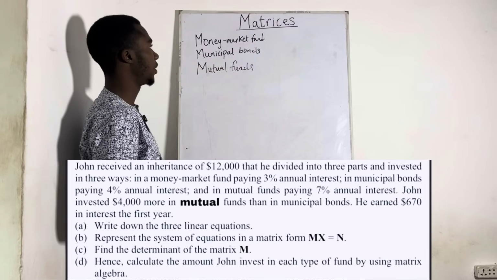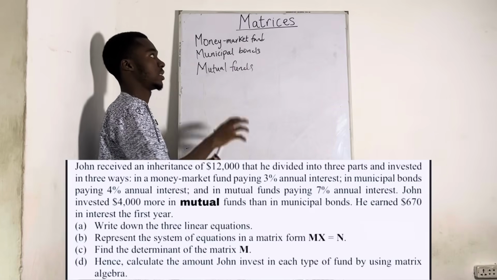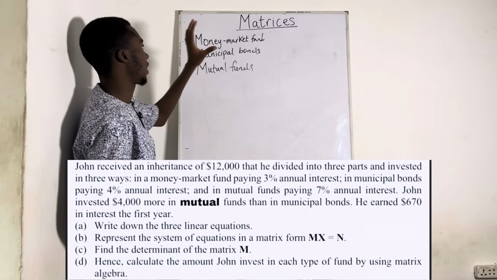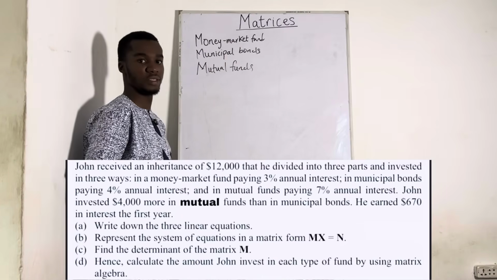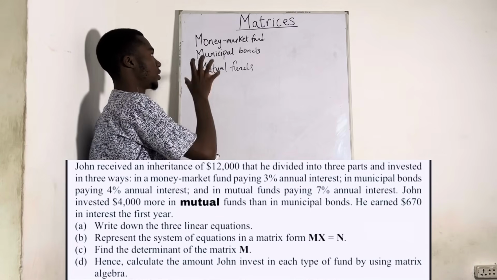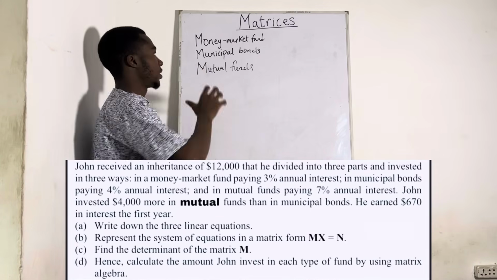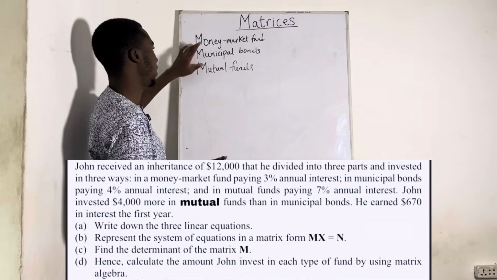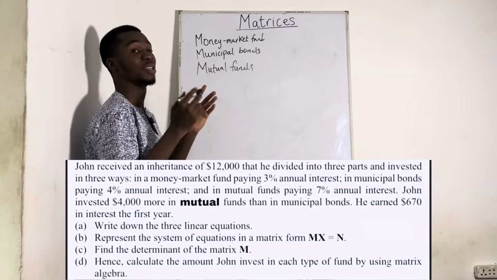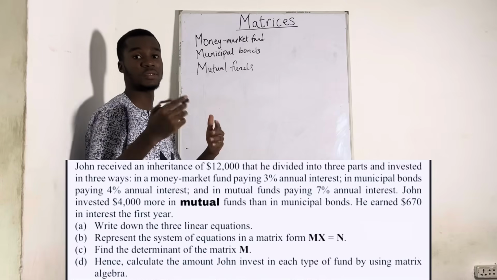So these are the 3 investments that he decided to invest his money in: money market fund, municipal bonds, and lastly, mutual funds. You get it? So if we want to get the linear equations for the information given, we have to represent this by variables. You can decide to represent this by A, B, C, or whatever. But usually we use X, Y, Z to make it very simple.